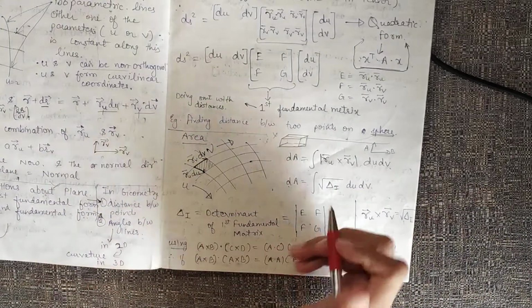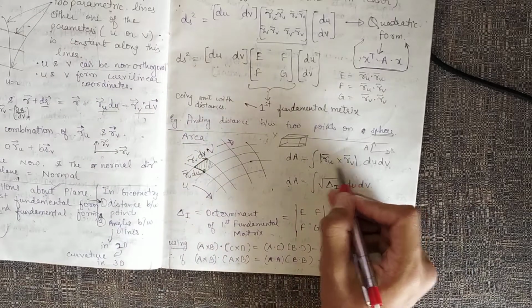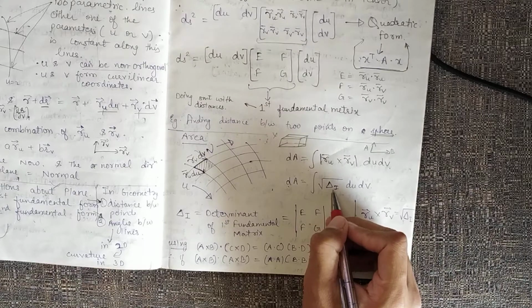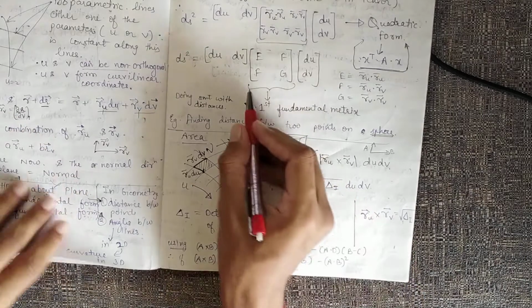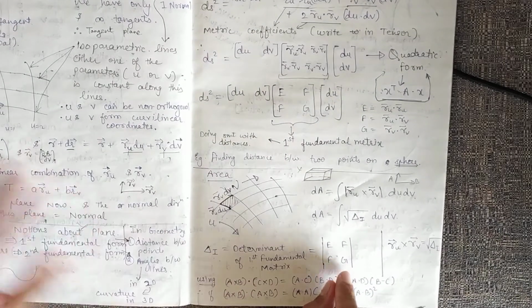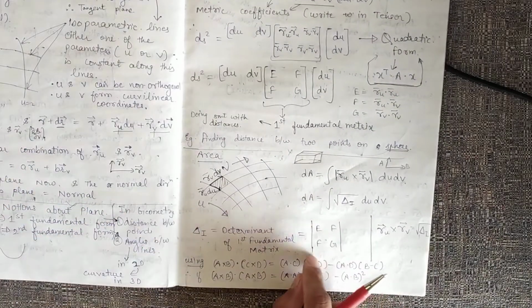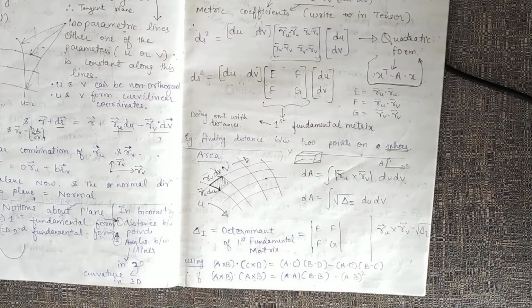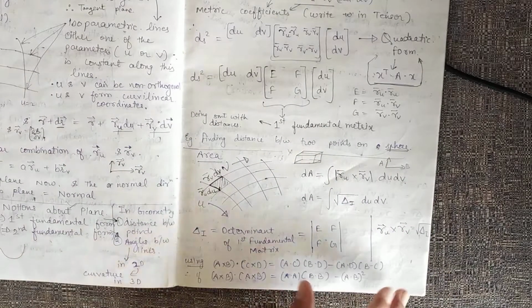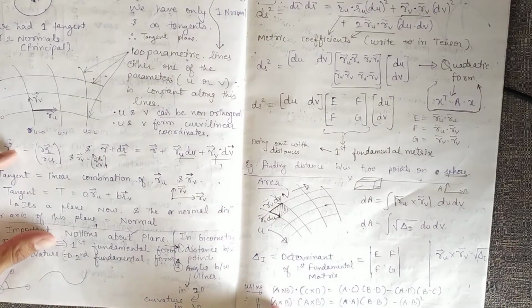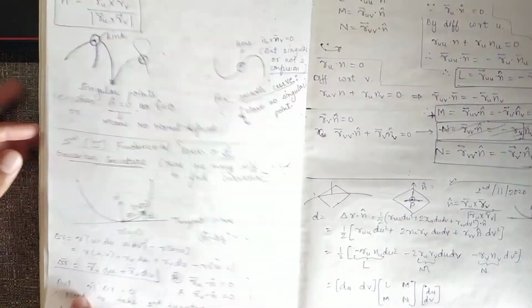Eventually, the magnitude of ru cross rv is the same as the square root of the determinant of the first fundamental matrix, EG minus F square. This we can prove. The proof is not required here, but these are the properties we manipulate to get the relation between the two.